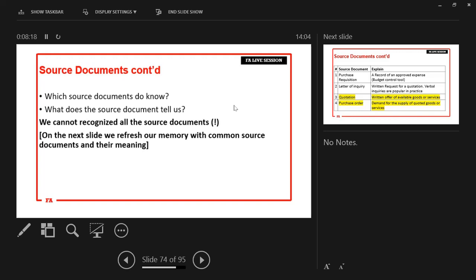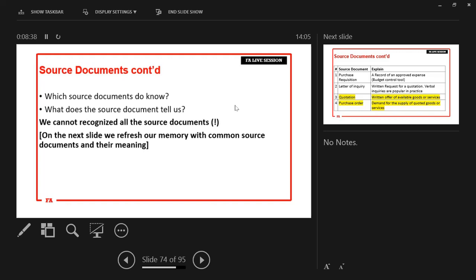So this point is very important. It's impossible to recognize all the source documents. So on the next slide, we refresh our memory with common source documents and their meaning. And of course, I'm going to use some kind of basic procurement system. The procurement officers are the ones who are supposed to know these things well, eh?